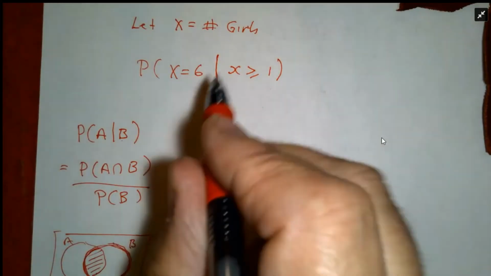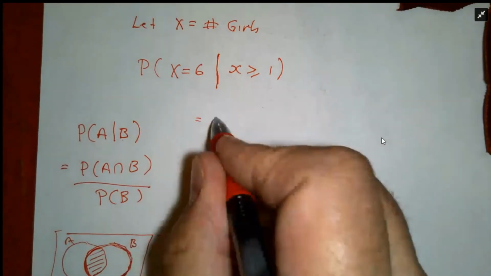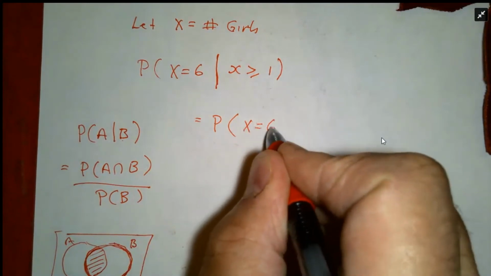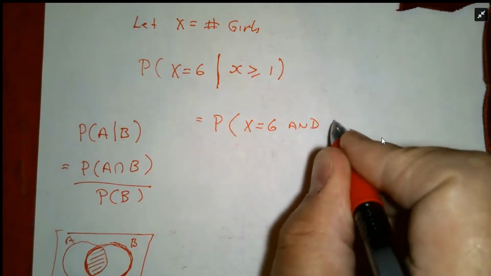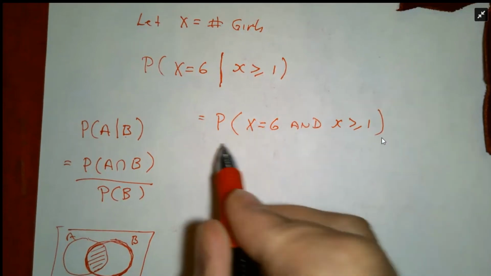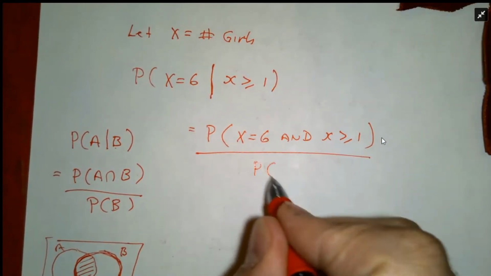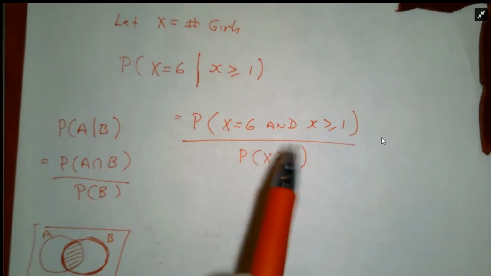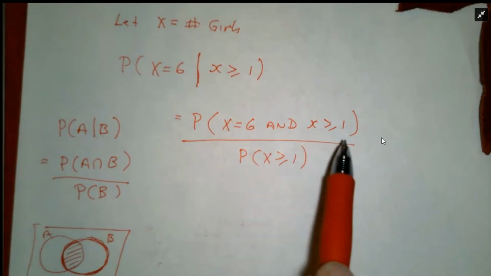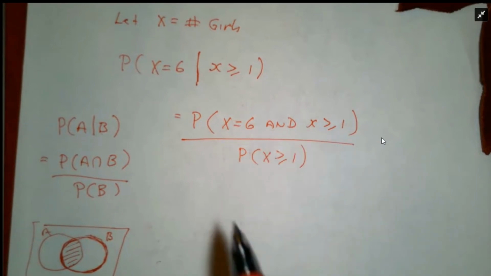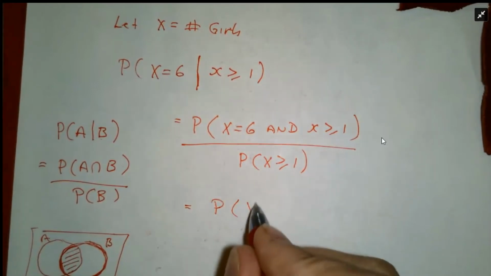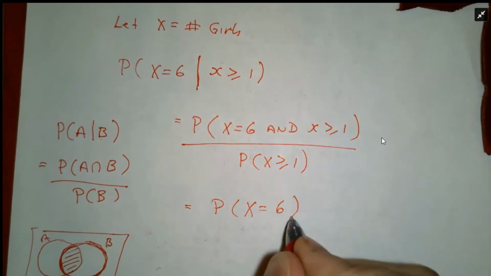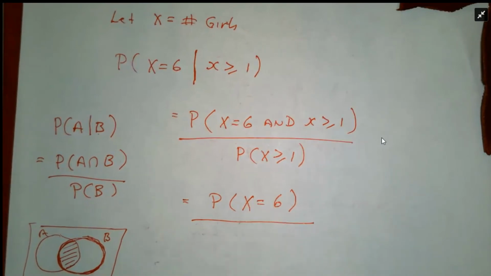So for this particular question, that translates to the probability that X equals 6 and X is greater than or equal to 1, over the probability that X is greater than or equal to 1. If X equals 6 and X is greater than or equal to 1, if both of those are true, that must mean that X equals 6. And the probability that X is greater than or equal to 1, you could do that as the probability that X equals 1 plus the probability that X equals 2 and so forth.